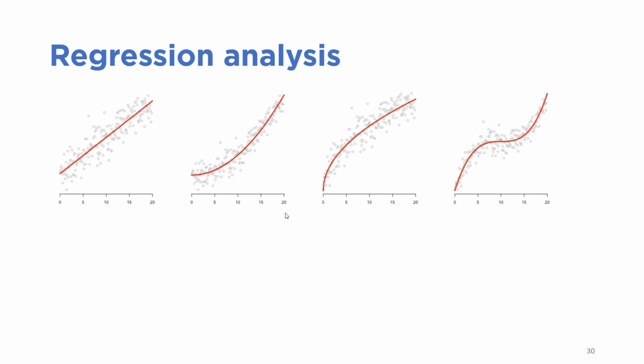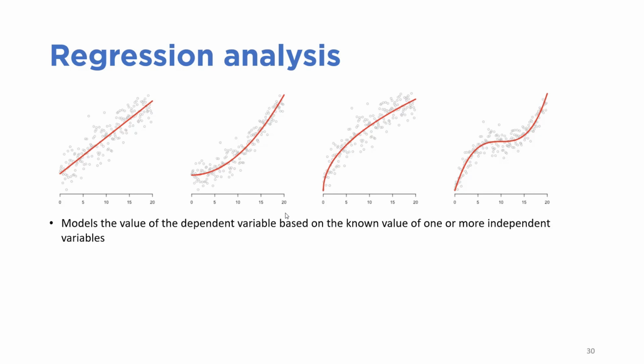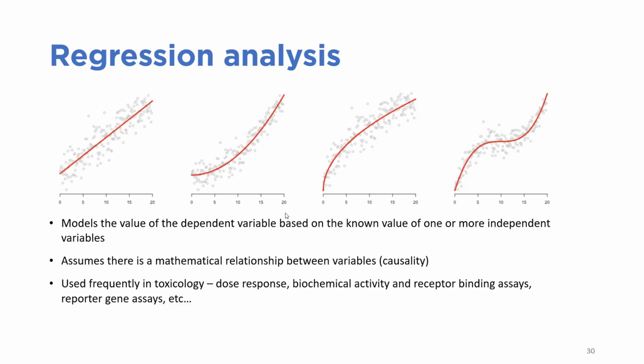So the observed variable or the response variable would go on your y, but your x-axis would be your controlled treatment variable. So this is, in other words, how you can model the dependent variable based on what's known. It assumes there's a mathematical relationship between the variables, so causality is sort of implied here. So you're assuming that as you increase the dose or as you measure later on in the time frame, there is going to be a change in your response variable, and it's due to that.